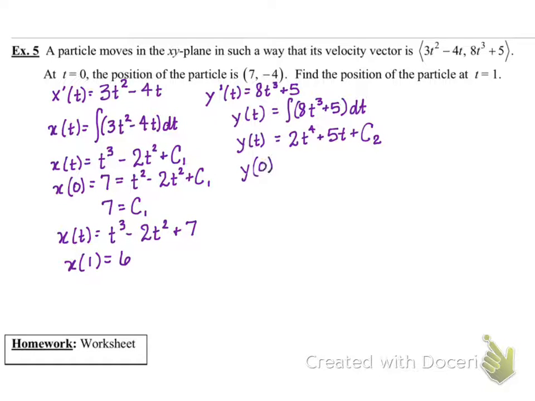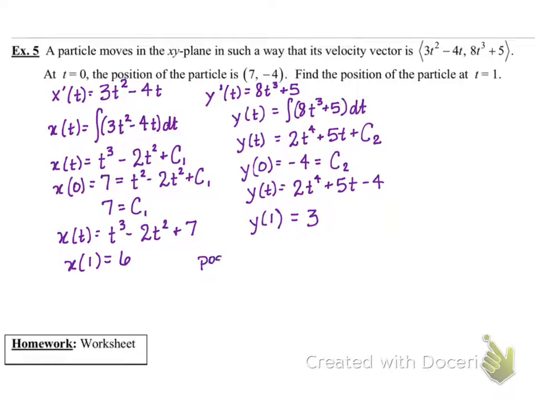y of 0 is -4. And when we plug in 0, we get c sub 2 equals -4, or y of t equals 2t to the 4th plus 5t minus 4. And we are actually interested in the position of the particle at 1, which would be 2 plus 5 minus 4, which is 3.